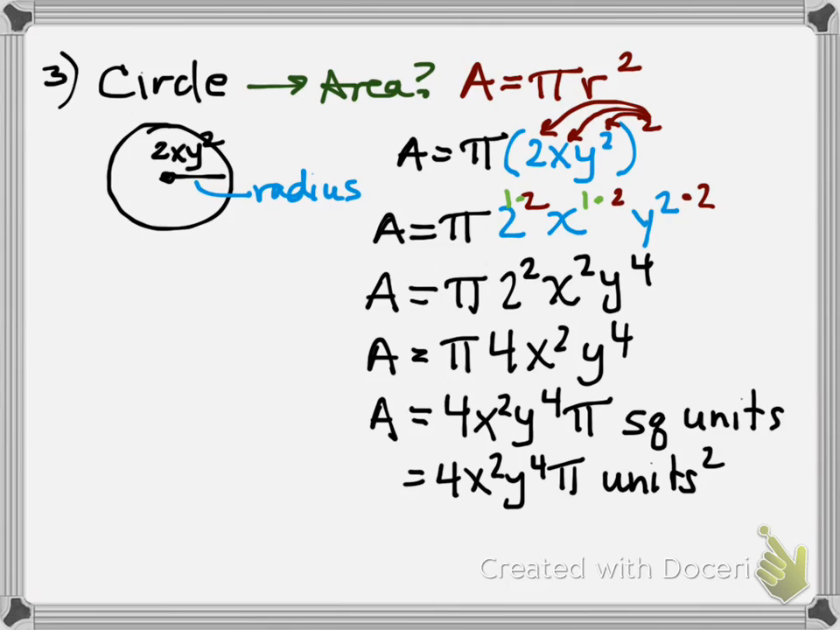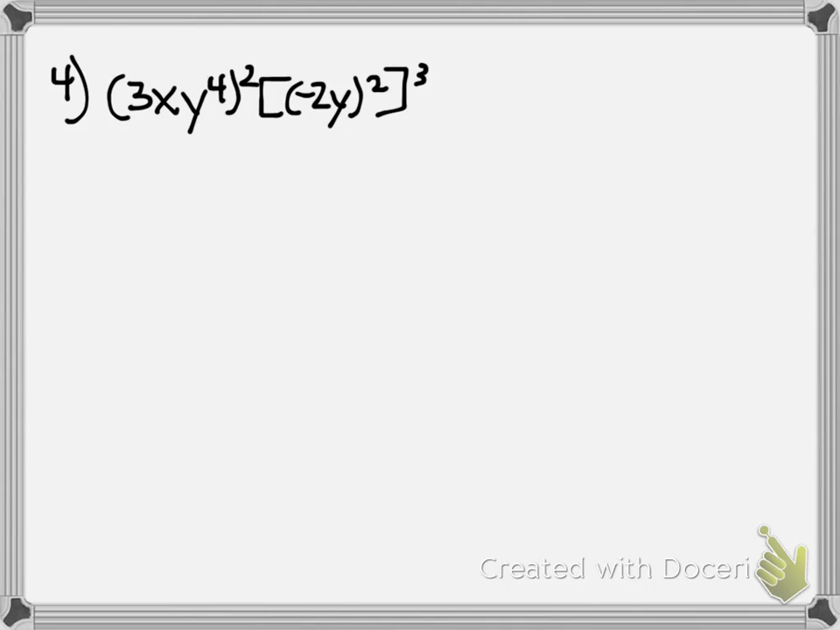All right, let's see if I can find another. So now what we're going to do is put together the two rules. We're going to have a power-to-power rule in play, as well as multiplying monomials. So that's going to be a big gist of what your homework is tonight. So last example, I might give you a couple of them. We've got 3x y to the 4th, that quantity squared, and then I'm going to multiply that by the quantity negative 2y. I want to square that, and then I want to cube that.